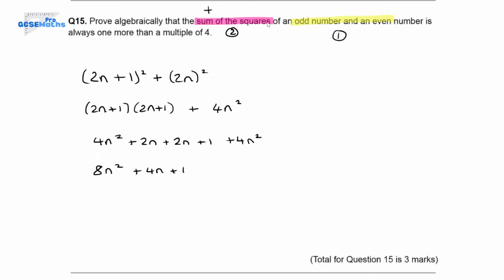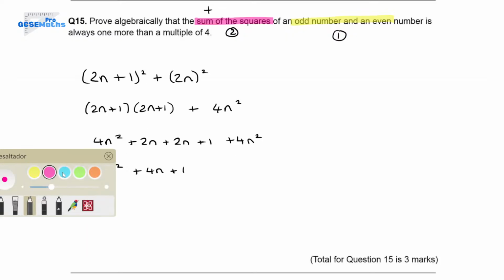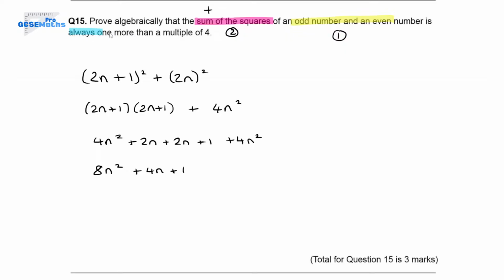So that's step 1 and step 2. At this point, you'd get 2 marks out of 3. So even if you weren't sure how to actually do the proof at the end, that's still 2 out of 3. So that's pretty good. Obviously then my step 3 is to actually answer the question. What am I trying to prove? I'm trying to prove in this case that it's always 1 more than a multiple of 4.